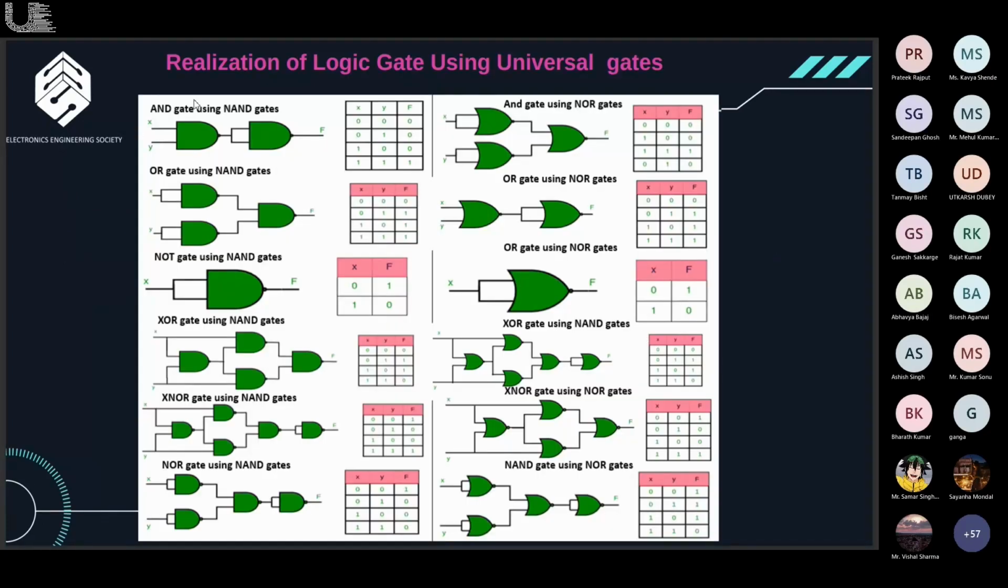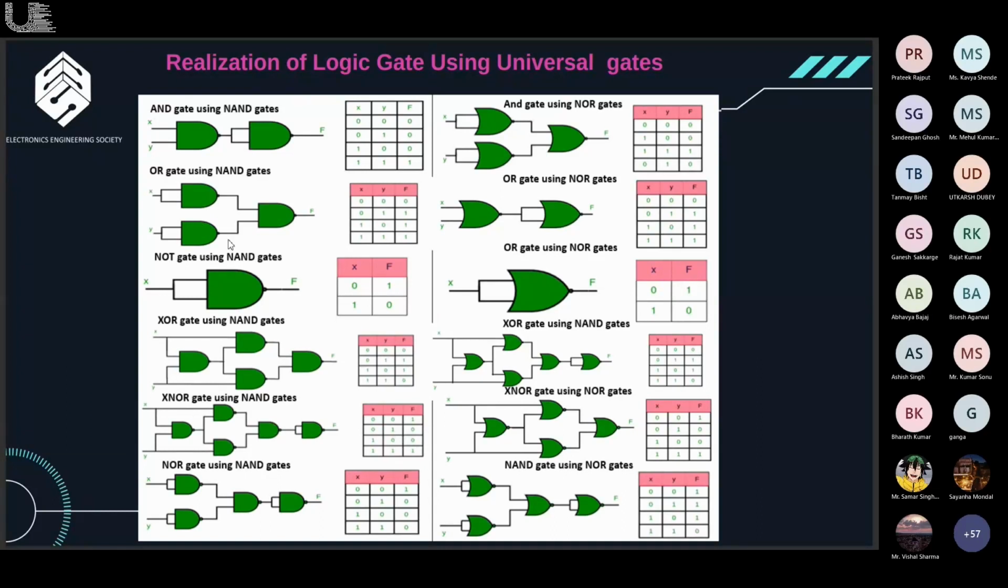Here we can see how we can realize the various logic gates using NAND gates and using NOR gates. For example, if we want to realize an AND gate using NAND gates, first we NAND the given inputs. So at the output of the first NAND gate, the output would be x into y whole complement, and if we give that as input to the second NAND gate, that output would again be complemented to x into y whole complement's complement, that would be x into y equivalent.